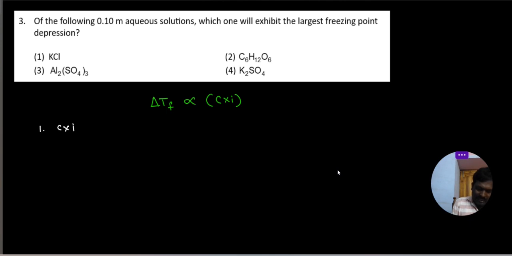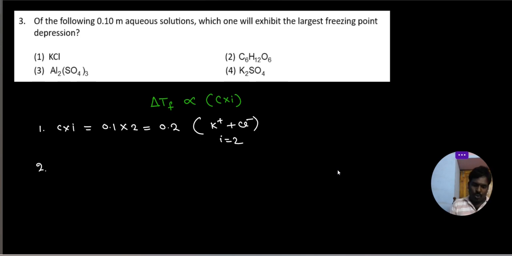So now C into I, first one. Each one is 0.1 molar, no problem. KCl dissociates into K+ and Cl-, I equal to 2, so 0.2. Now coming to second option, glucose. 0.1 into glucose, that is a non-electrolyte, so van't Hoff factor 1. So 0.1.